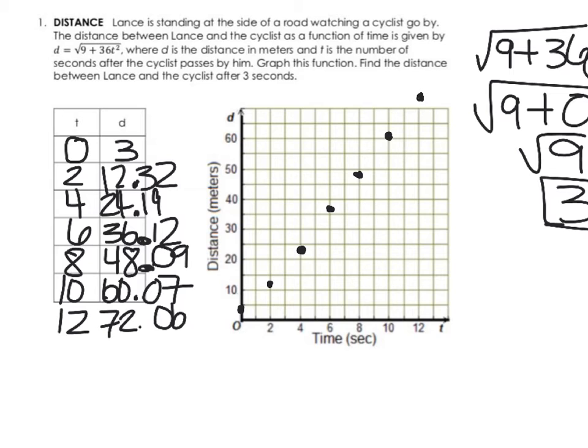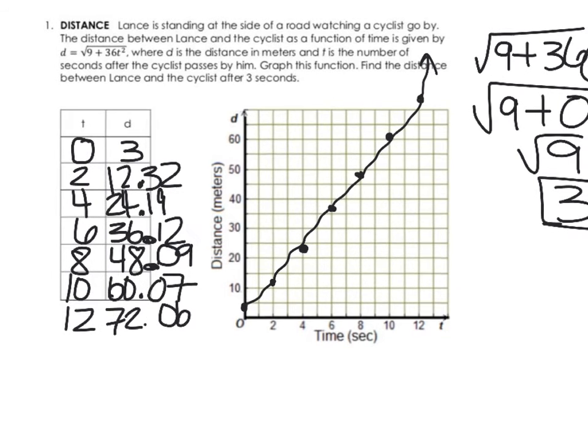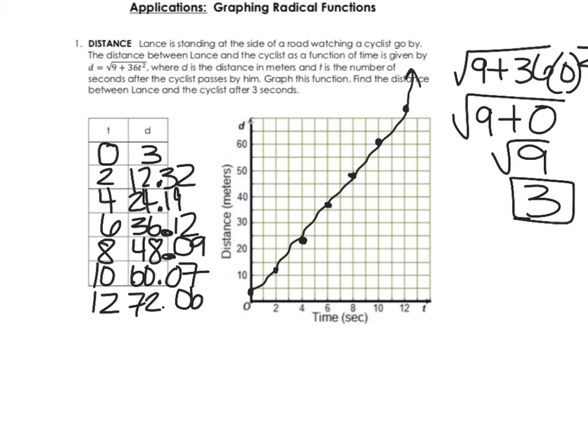All right, and we know it's going to look like a square root function. It's going to connect our dots, and it'll look like that. All right, and we want to find the distance between Lance and the cyclist after 3 seconds. So how we would do that is we would just plug in 3 for t. So our goal is to find when t equals 3, what does d equal? All right, and if our graph was more accurate, we could use our graph, but it's not very accurate. So let's just do the math.